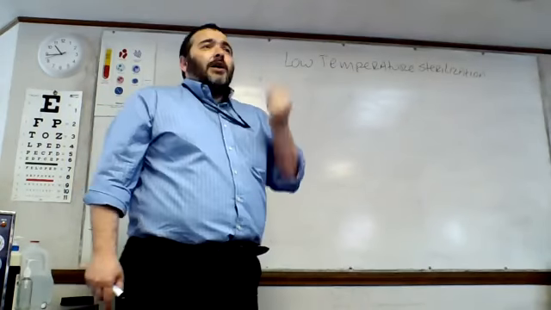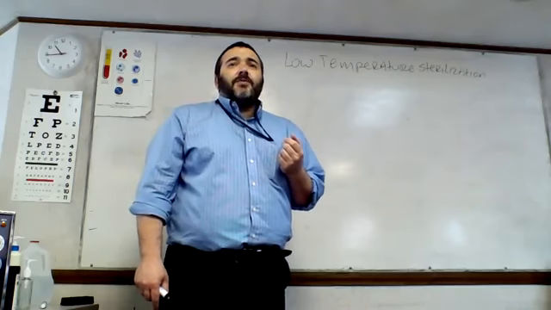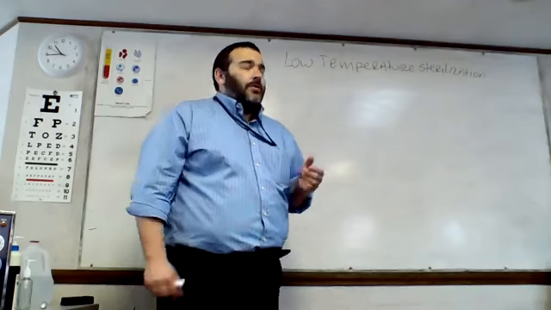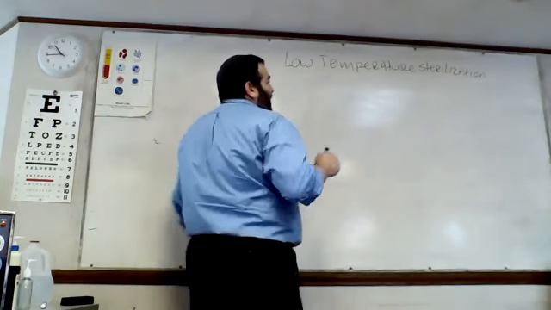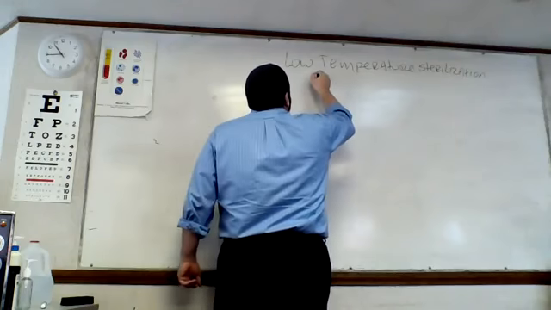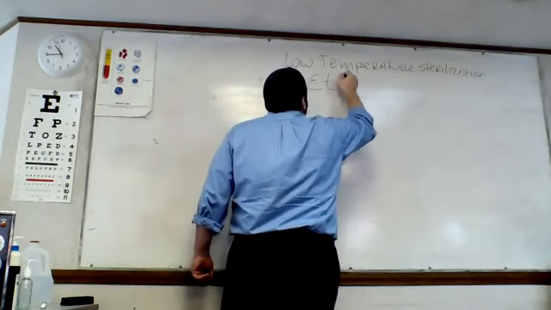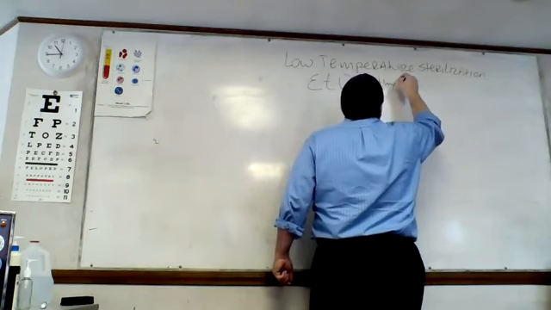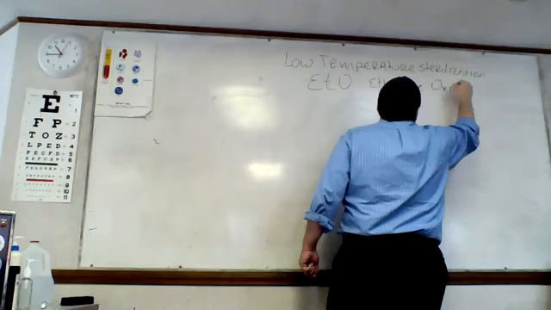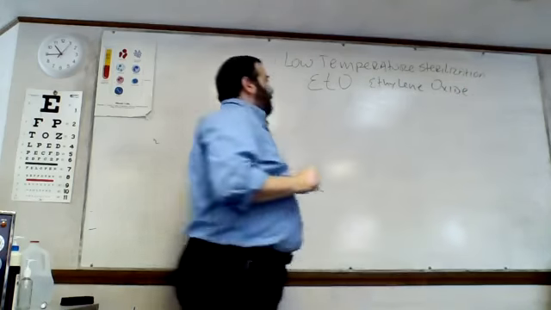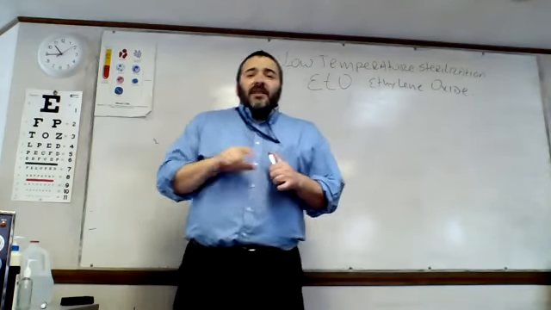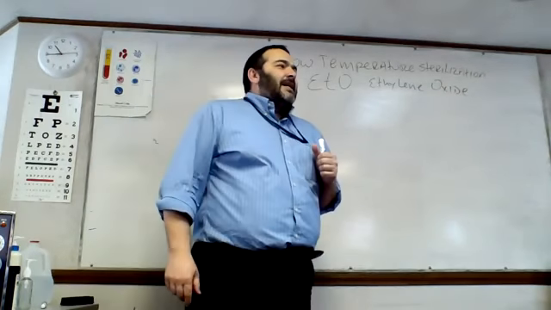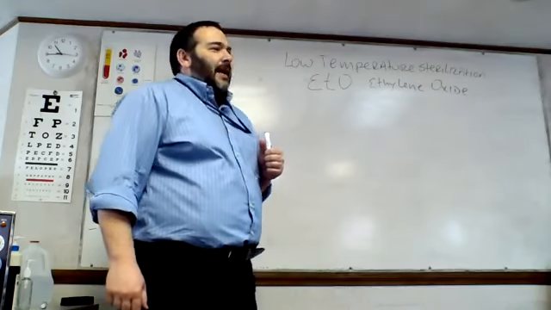There are 3 low temperature modalities that we have to be concerned with: ethylene oxide, hydrogen peroxide, and ozone. All right, we'll start off with ethylene oxide. Ethylene oxide is abbreviated as ETO. Hope I don't misspell it. Ethylene oxide. Now, what is ethylene oxide? Ethylene oxide is a deadly chemical. It kills everything.